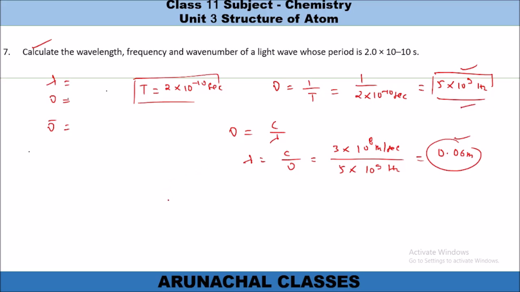So similarly we can calculate nu bar, that is wave number. Wave number is the reciprocal of wavelength, so it will be 1 upon 0.06 meter. If I solve this one, it will be 100 upon 6 per meter. If I divide, I will get some value, that will be the answer in meter inverse. So 100 upon 6 will be nearby 16.66 meter inverse, that will be the wave number.